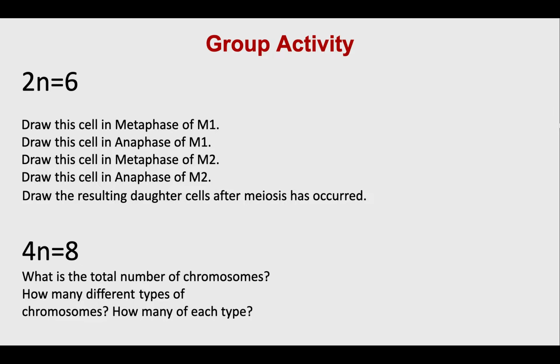So I would say 2n. Will you just tell me? Yes. So I would say 6. Yes, but there's 3 sets of 2. Yeah, so 6 total divided by 2. Does that answer your question? All right. Any other questions about meiosis?